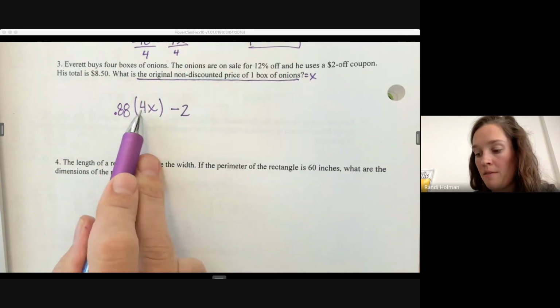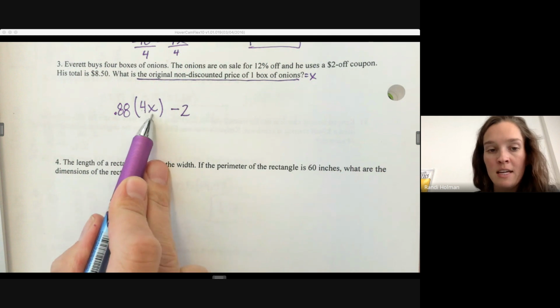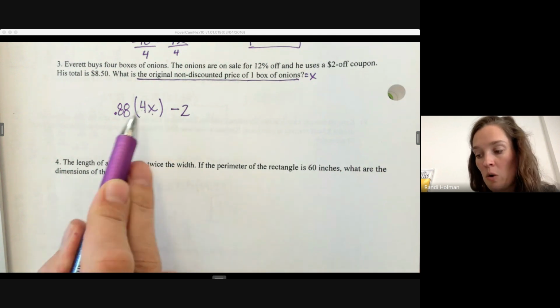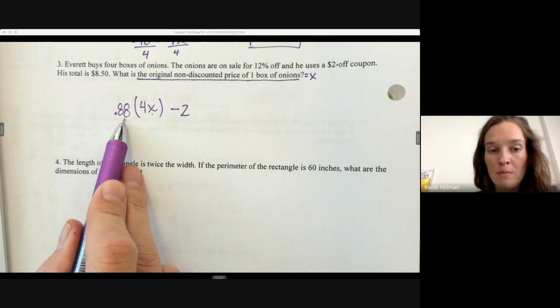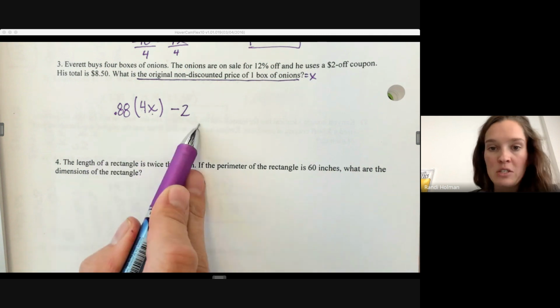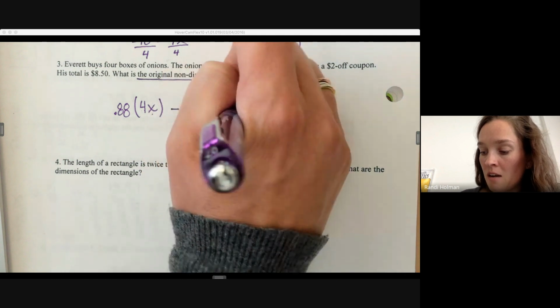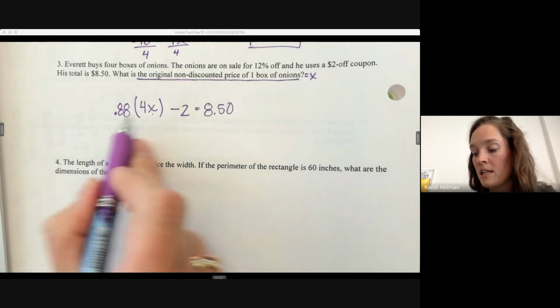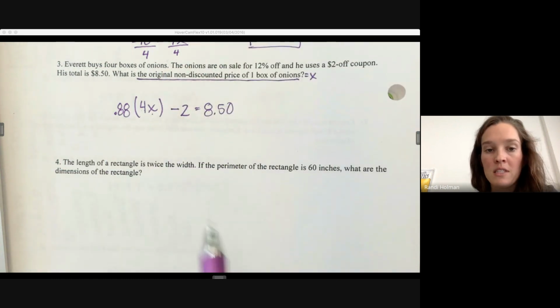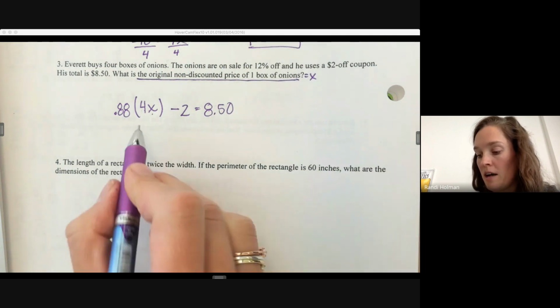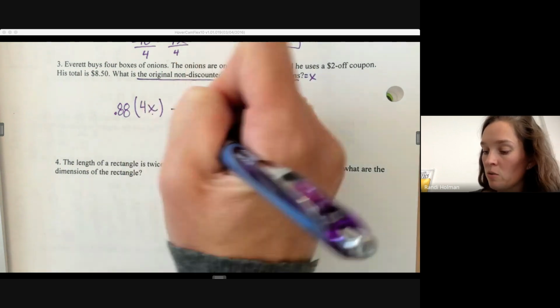So he bought 4 boxes of these onions that each cost X. They were 12% off, so he paid 88% of that and then took off that $2 coupon. His total was $8.50. So all of this together is $8.50. What is the price of 1 onion? So again, reverse order of operations, inverse order.